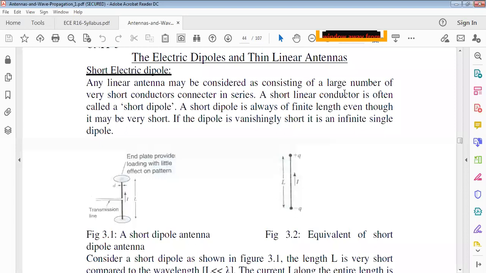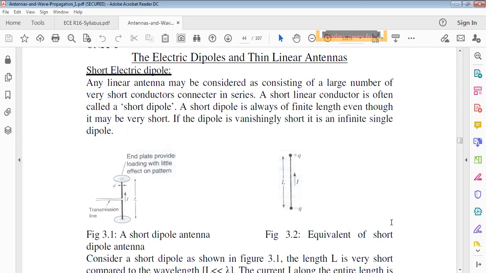All these classes are meant to teach the basic concepts of antennas and wave propagation. From the first class onwards: what is the basic history behind antennas, and what is the origin of antennas? What are the frequency bands? Classification of antennas based on frequency. How the radiation mechanism arises from a piece of wire.